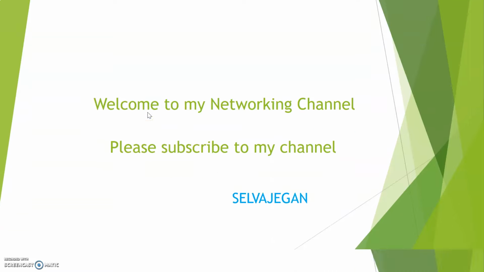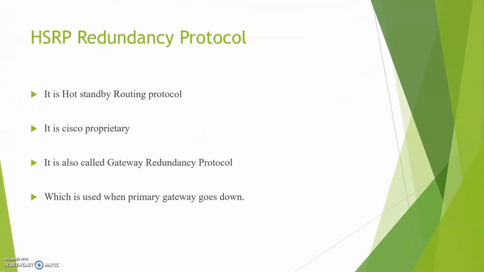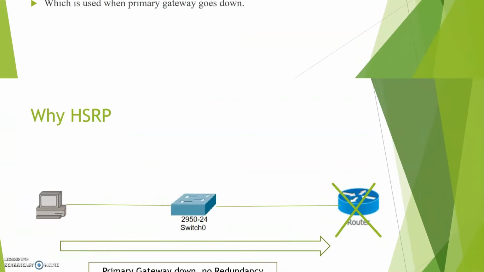Today, the topic I'm going to discuss is HSRP. HSRP, what we call Hot Standby Routing Protocol, which is Cisco proprietary, and it is also called a Gateway Redundancy Protocol, which is used when the primary gateway goes down.